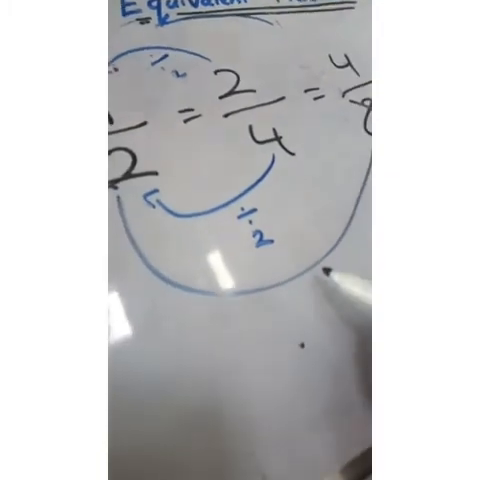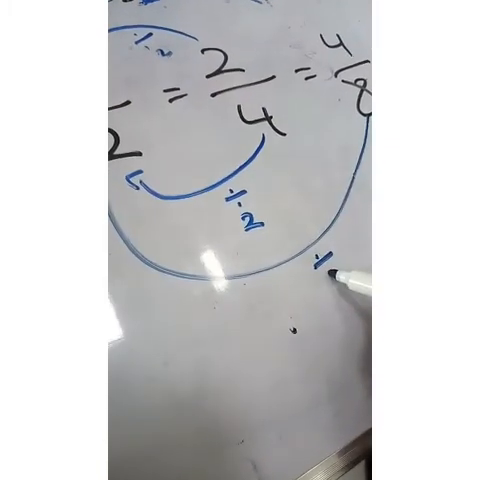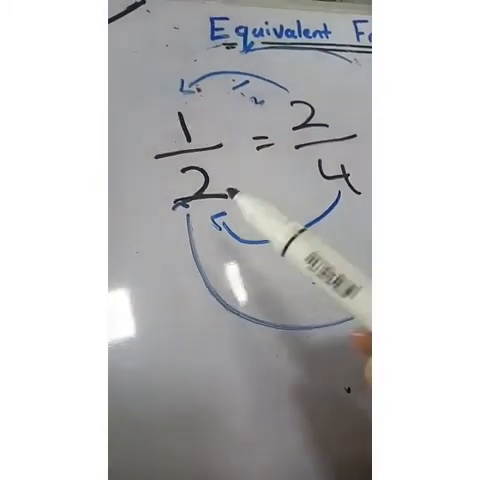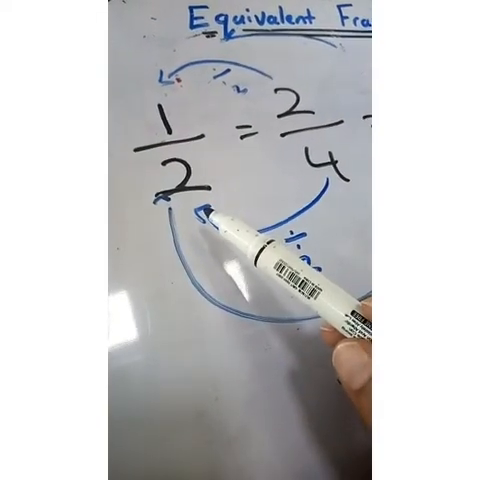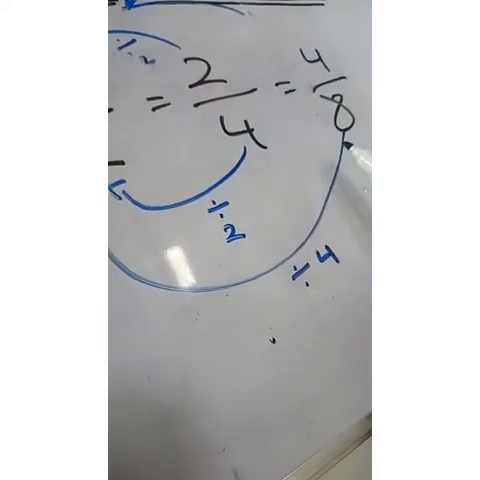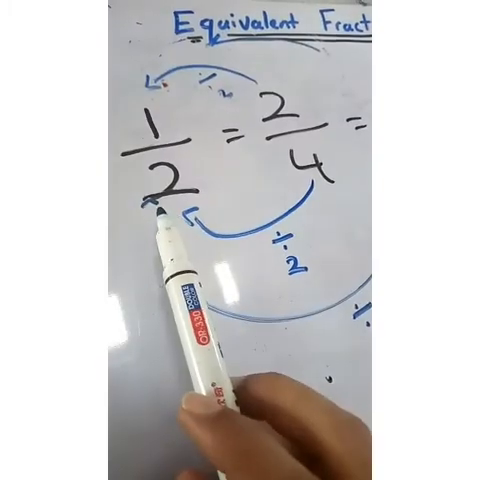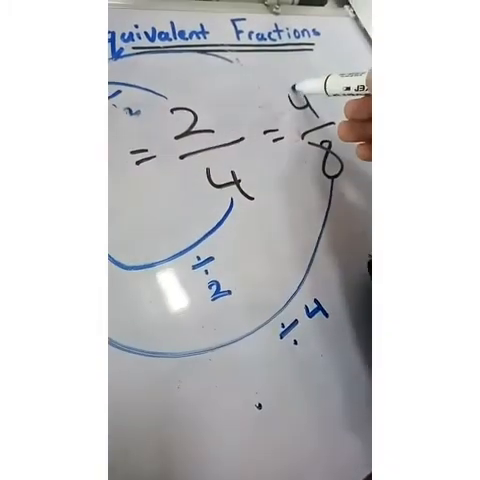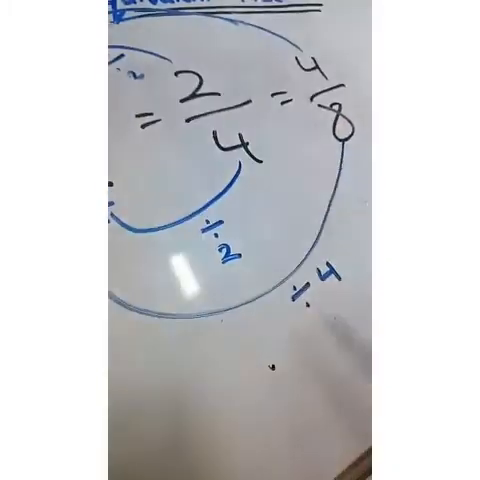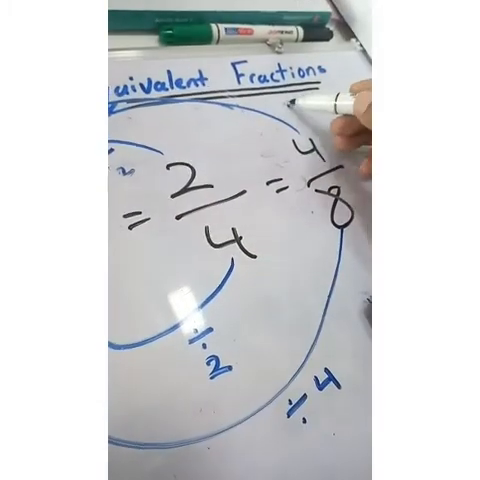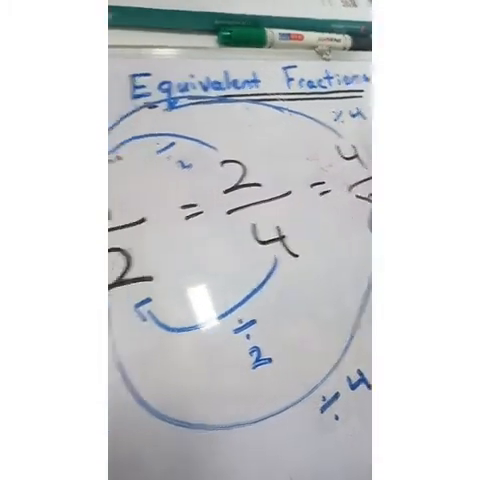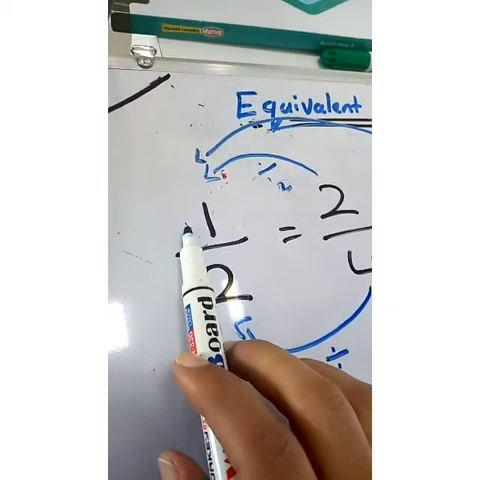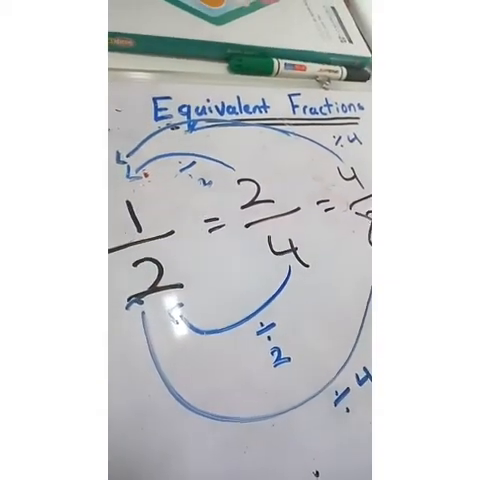Here, 8 divided by 4. It will be 2. And 4, we are going to use the same number here. 4 divided by 4 will also be 1. I hope you understand this.